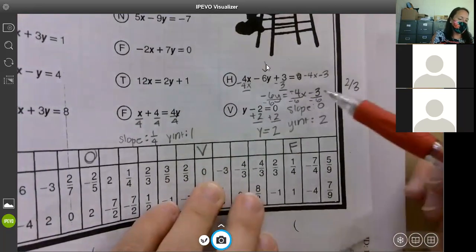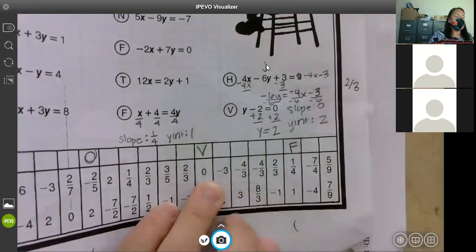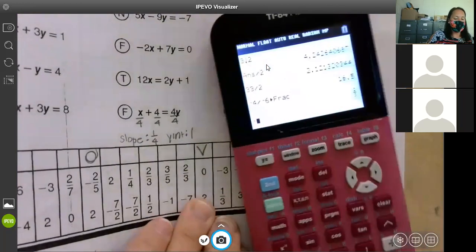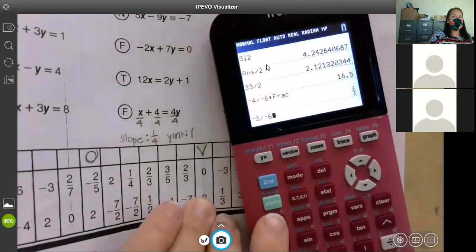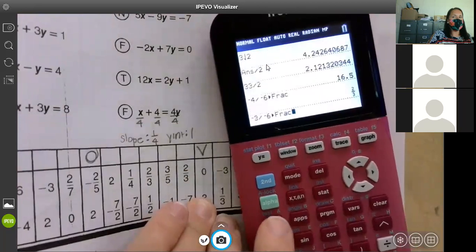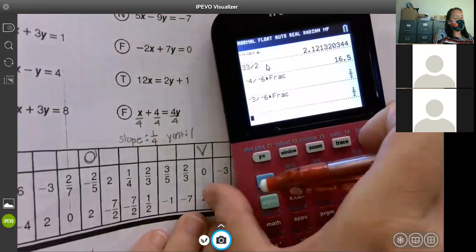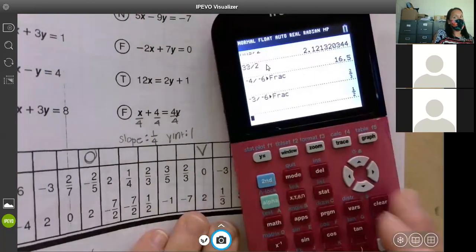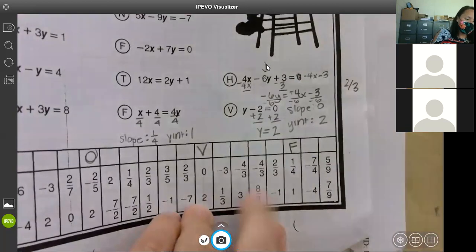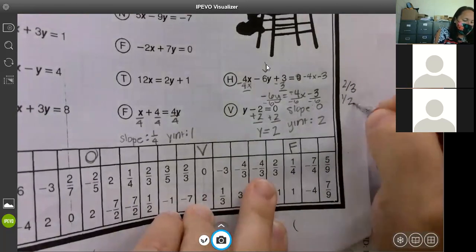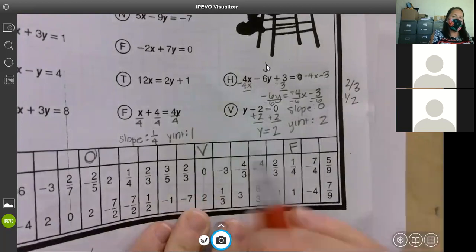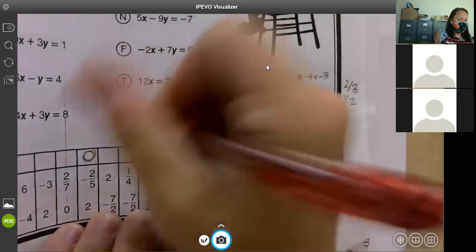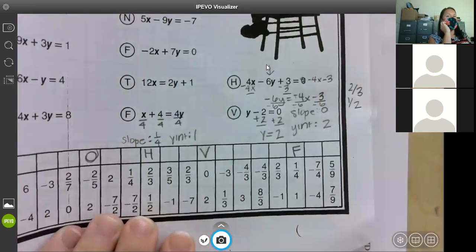What's your y-intercept? What's negative 3 divided by negative 6? Be careful, because a lot of you give me the wrong thing. Negative 3 divided by negative 6. Math, enter, enter gives me what? Not negative, but positive 1/2. So we're looking for 2/3 and 1/2. That's right here. And it's going to be H.